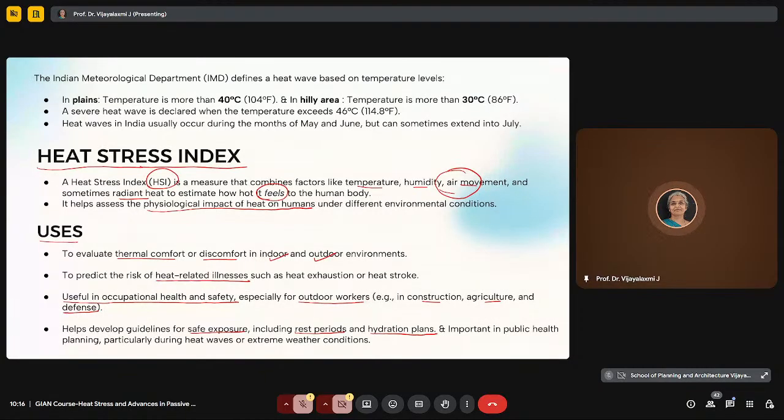If somebody is working for 2 hours, the heat builds up, and then it is advised that that person should not work for the next so many hours. He should take rest and allow the body to dissipate the heat. So to understand all that, heat stress index is needed, and it is important in public health planning, particularly during heat waves or extreme weather conditions. So we need it during these times.